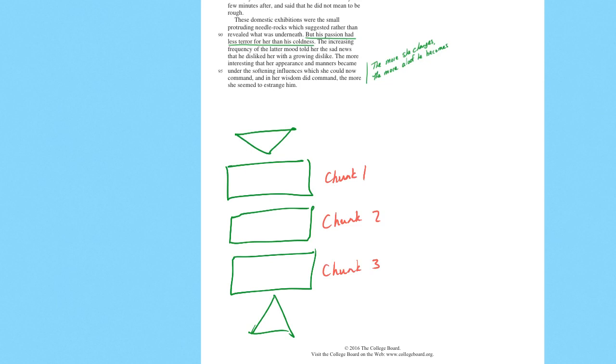And within those chunks, I would weave in my multiple literary elements. So I wouldn't be discussing one element at a time. I'd be bringing in multiple elements and discussing them. It's not the only way to do it.